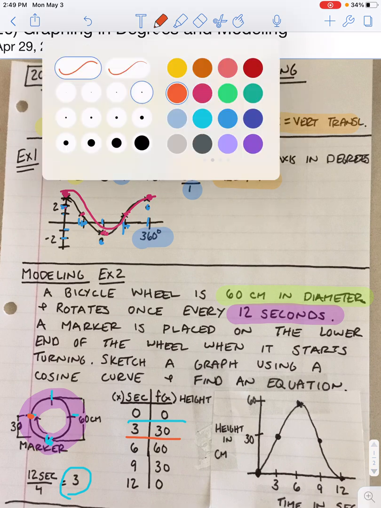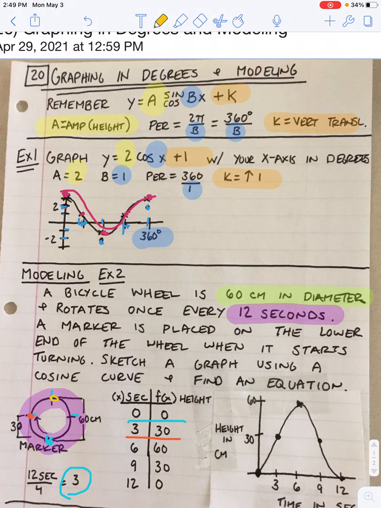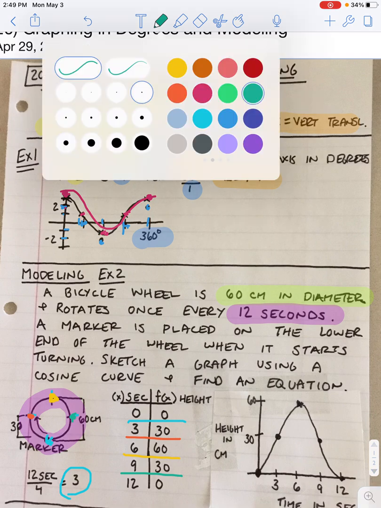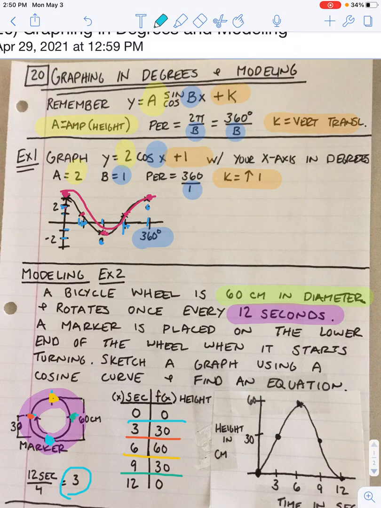Okay, as that wheel continues to rotate, at the top of the wheel, we've gone 6 seconds, and we're up at 60 centimeters. Then as that wheel continues to rotate, we come over here, we're halfway, we've gone 3 more seconds. So from 6 seconds, 3 more is going to be 9 seconds. And notice we're back at only 30 centimeters from the ground. And lastly, just like all these curves, they start where they end. So we're back at 0, 0. But how many seconds have passed? 12. Okay, so we're going to transfer all those points onto my graph.